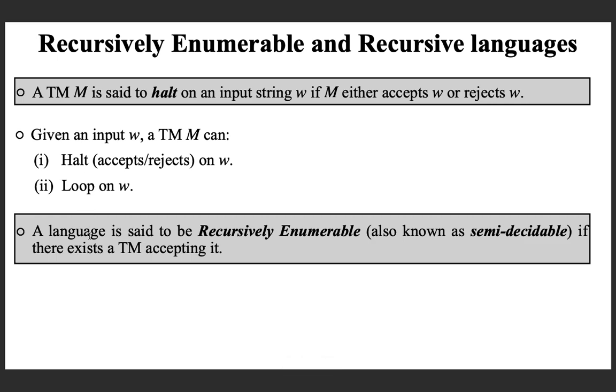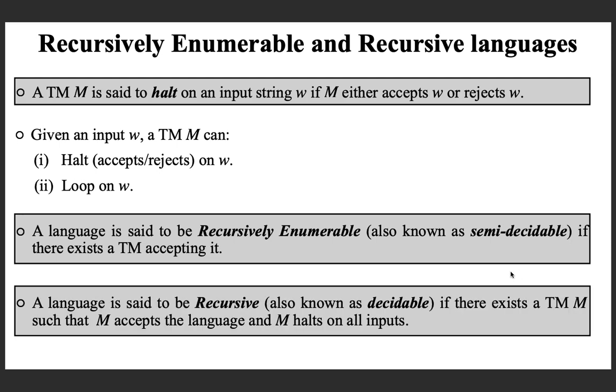Now, a language is said to be recursively enumerable, also known as semi-decidable, if there exists a Turing machine accepting the language. So, given a language L, we can say that it is recursively enumerable when there exists a Turing machine for accepting the language. So, the family of languages represented by the class of Turing machines is called recursively enumerable languages, and they are also called semi-decidable.